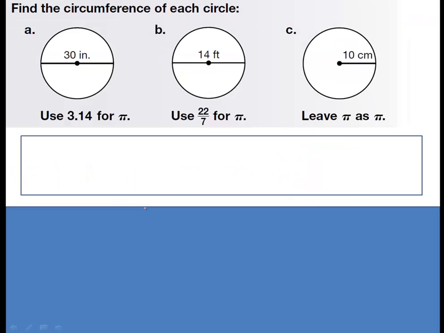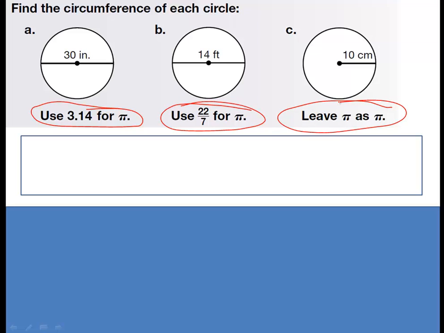All right, let's see if you can do these three here. Find the circumference of each circle. Start with A. And for A, when you calculate circumference, use 3.14 for pi. On B, don't use 3.14. Take your diameter and multiply it by 22 and divide by 7. And on C, just leave pi as pi. Just tell me what you'd multiply it by to get circumference. Write the formula is what you're going to do. Pause the video and see if you can do this.